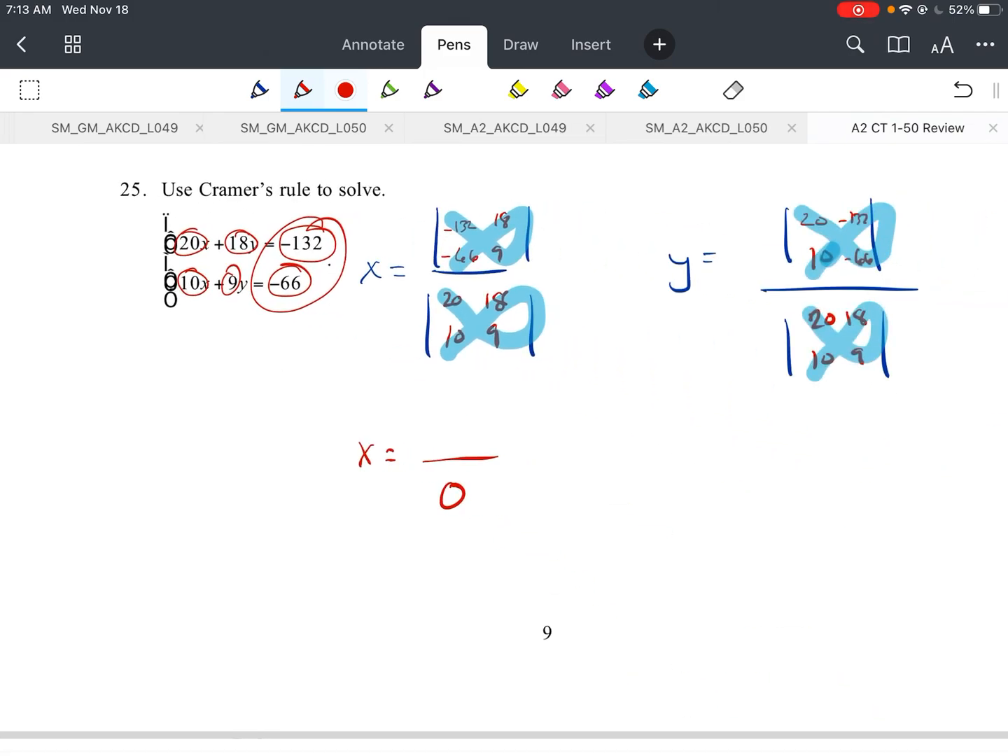So as soon as I got to that 0 on the bottom, I actually can stop. This is infinite solutions. Okay? Infinite solutions. Okay? And I think that would be verified here as well.